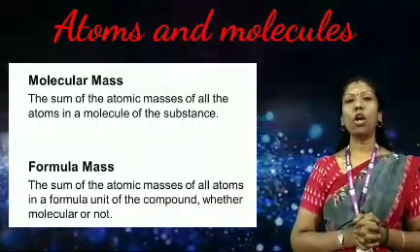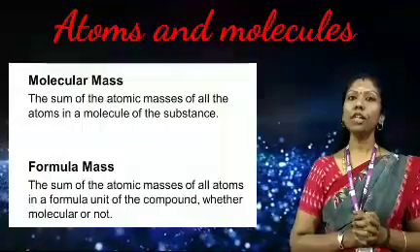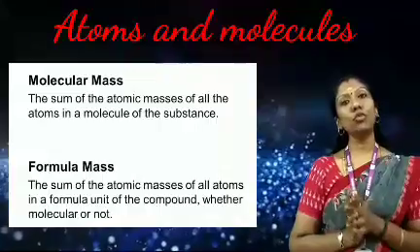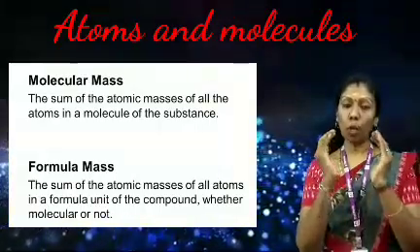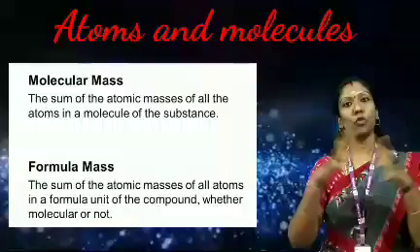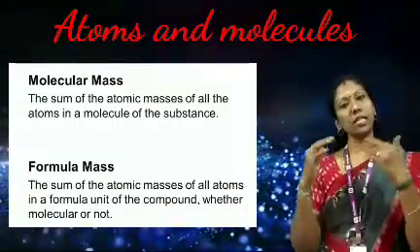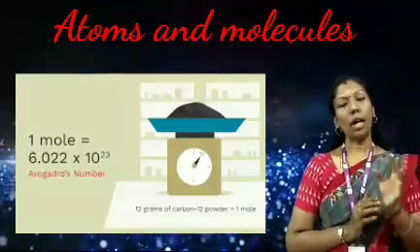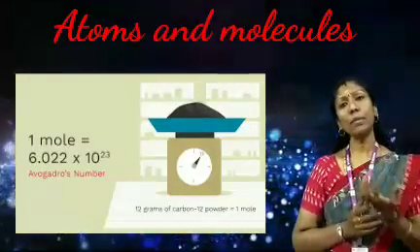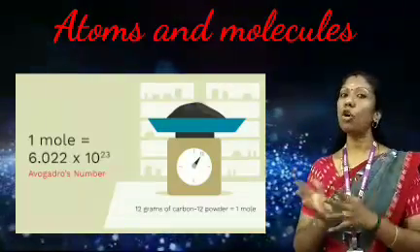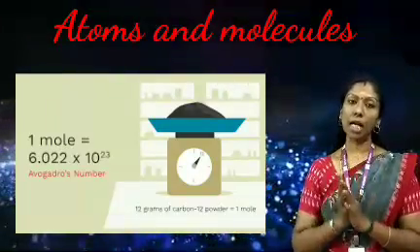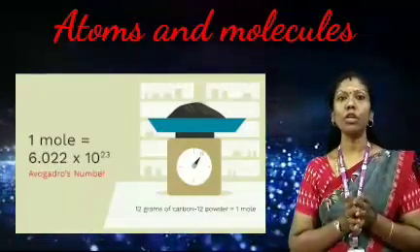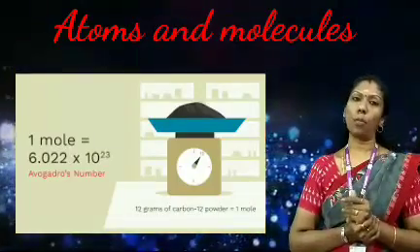The next one is, what is formula unit mass? Formula unit mass is the sum of all the atomic masses given in one formula unit of the compound. For only one unit of the compound, if you add the atomic masses, you will get the formula unit mass, which is also a molecular mass only. Next, what is a mole? 1 mole is the mass which is equal to the atomic mass or the molecular mass of a particular element or compound.